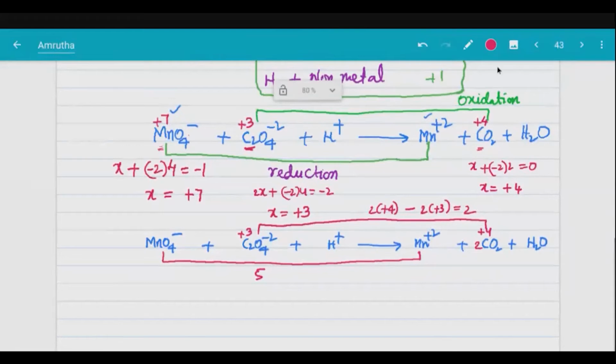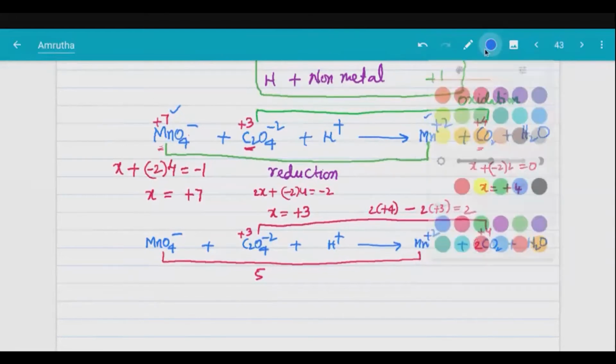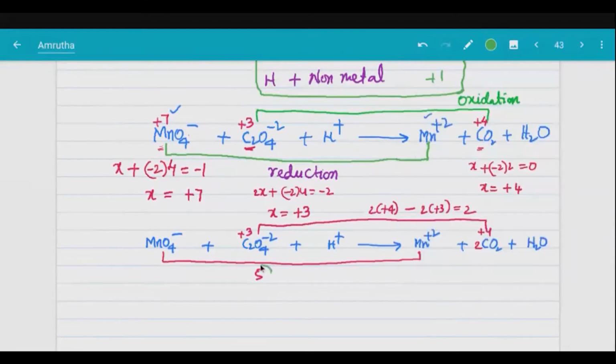See, the next step: I got 2 numbers here, basically the electrons, 5 here, 2 here. Now I'll just cross multiply these numbers. Sir, what are you talking about? What is cross multiplication? See, look at this carefully. Reduction, there are 5 electrons gain. So this 5 number, I'll multiply with oxidation. So let me write that, so you will get clarity about this.